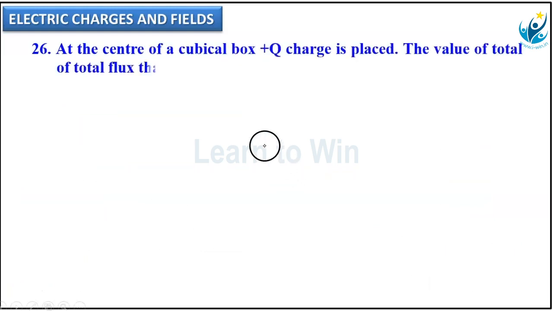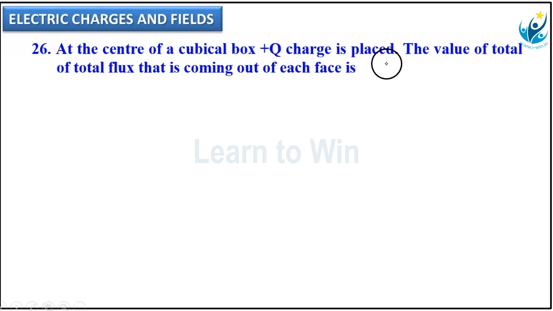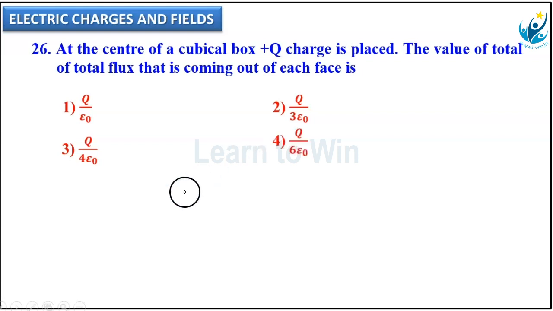At the center of a cubical box, plus capital Q charge is placed. The value of the total electric flux that is coming out of each face is. Options are Q by epsilon naught, Q by 3 epsilon naught, Q by 4 epsilon naught, Q by 6 epsilon naught.